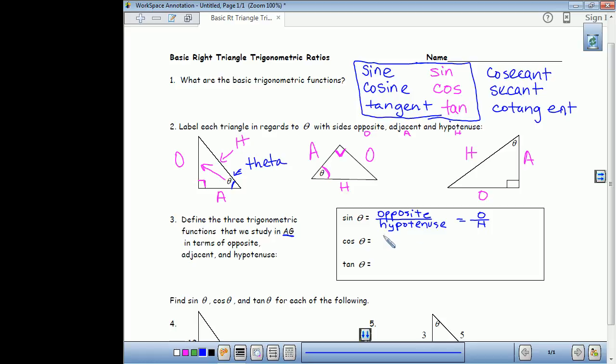All right, cosine is a ratio of the adjacent side to the hypotenuse. A over H. That's right. And tangent is a ratio of the opposite side to the adjacent side. So we say O over A.